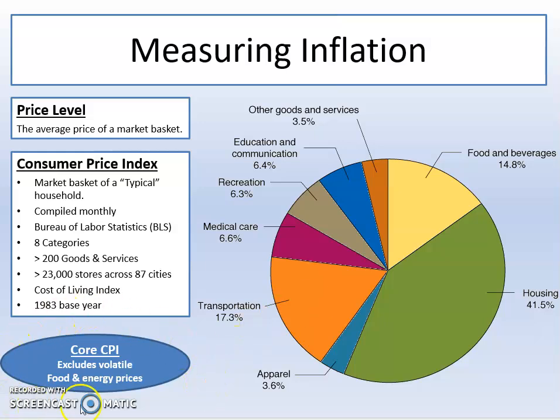The reason they do this is because food and energy prices are very volatile. We're collecting this data on a monthly basis, so you could have a month where food and energy prices have soared, and that's going to make inflation look really high. But then the next month, maybe those same prices collapse, and that's going to make inflation look really low. By stripping out food and energy, we strip out that volatility and get a more consistent measurement month over month. Because food and energy prices don't change as dramatically year over year, we don't need to consider the core CPI when looking at annual data over a long period of time. But with monthly data, the core CPI can sometimes provide a more stable understanding of what's happening to inflation.